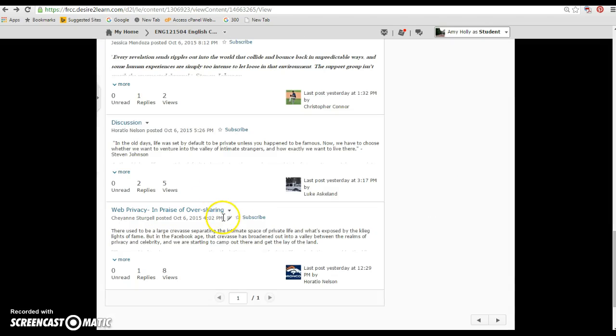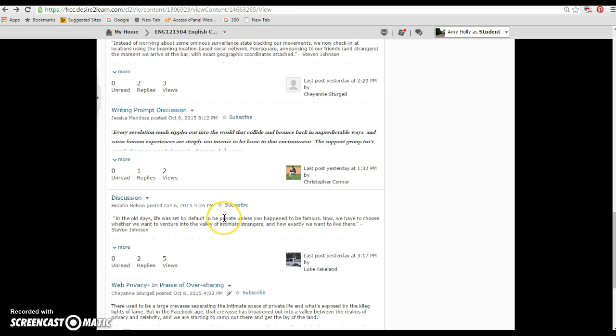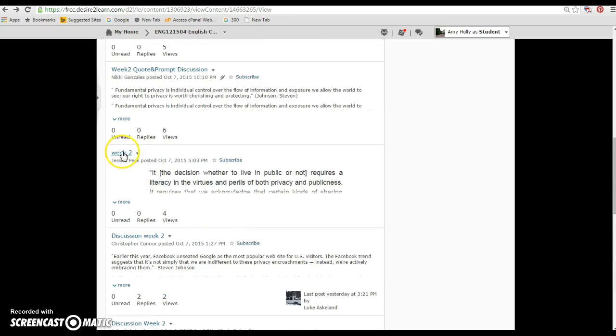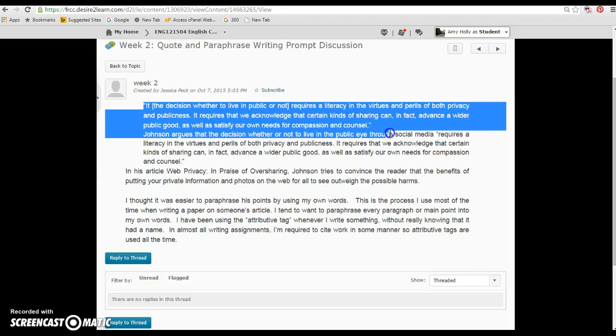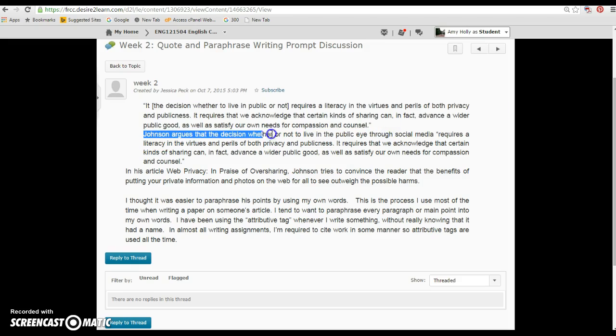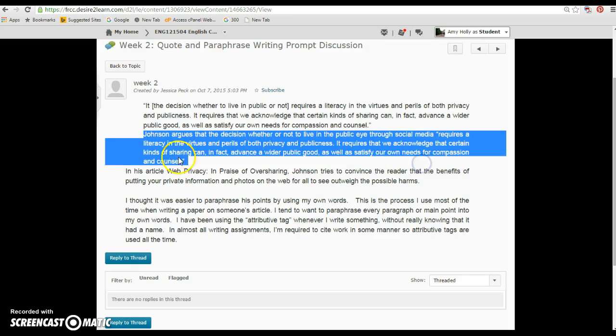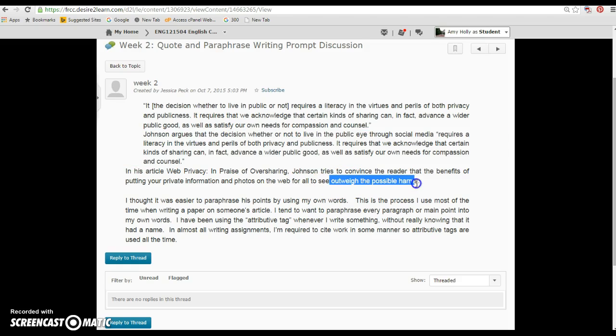So I want to go ahead and show an example of what I thought was a really strong representation of the author's thesis. It was in Jessica's. She picked out this really long quote and did a good job attaching it to an attributive tag and punctuating correctly. But again, I want to focus on the paraphrase here. In his article, Web Privacy and Praise of Oversharing, Johnson tries to convince the reader that the benefits of putting your private information and photos on the web for all to see outweigh the possible harms.